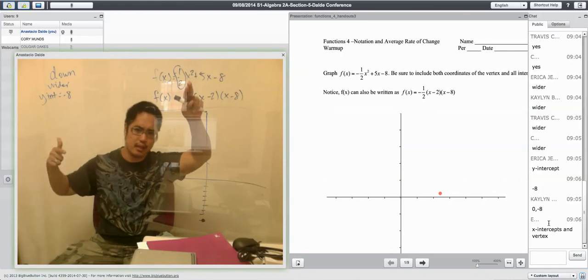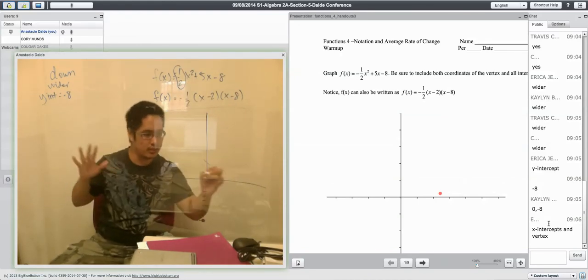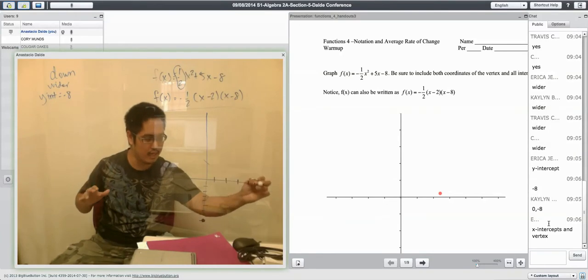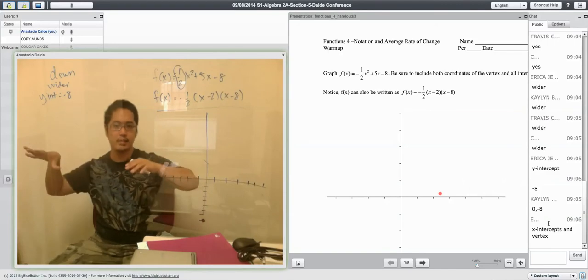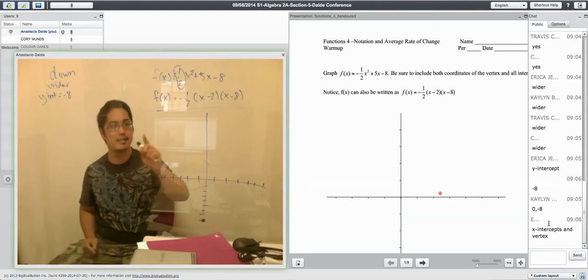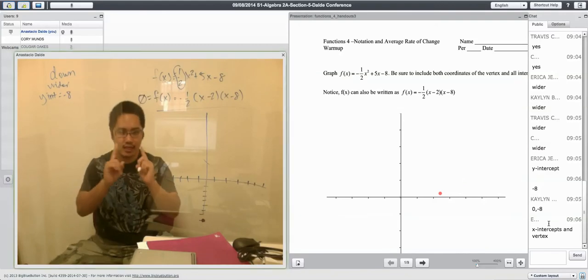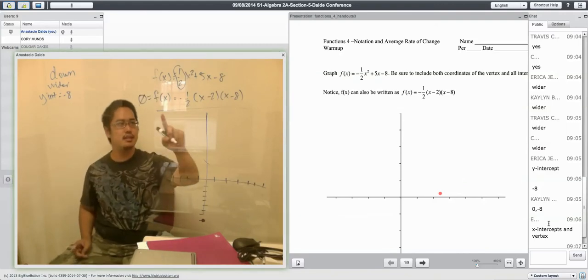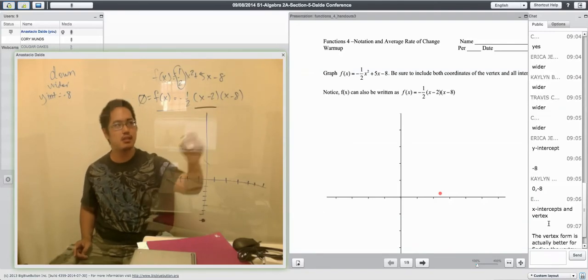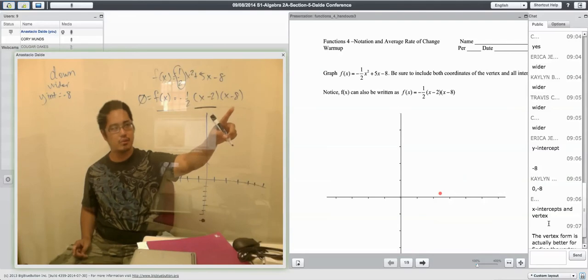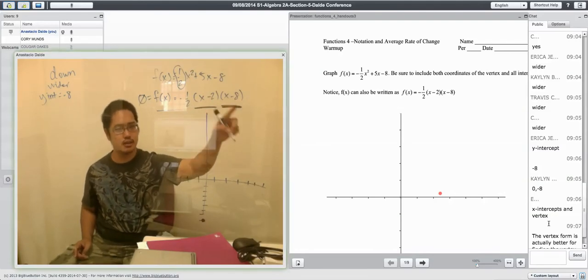Now, if I want to figure out what the x-intercepts are, and that is where this graph crosses the x-axis, then I would plug in y equals 0, or in this case, f of x. This whole thing equals 0. If that equals 0, then it's saying that -1/2 times something times something is equal to 0.